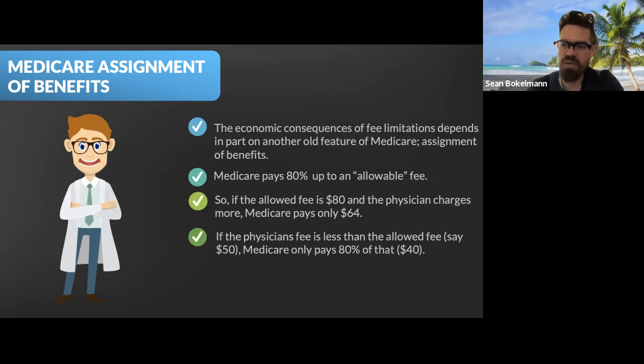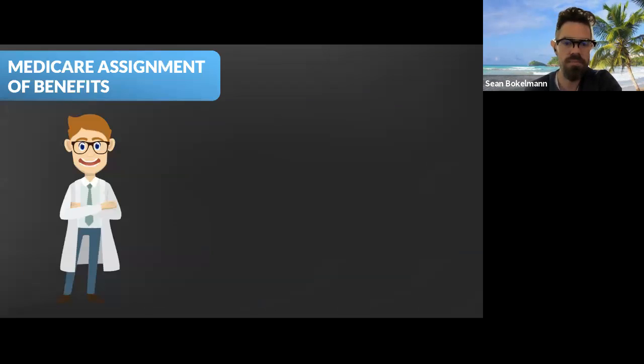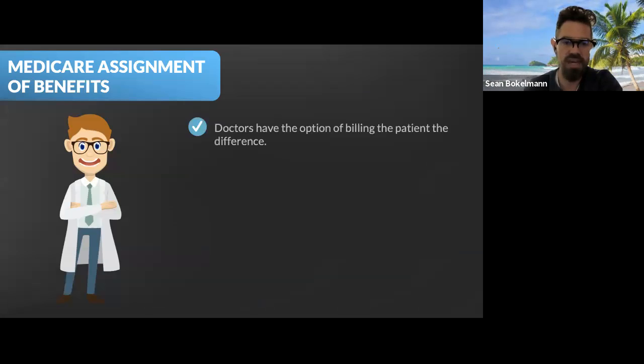But if a physician charges a fee that's less than the allowed fee, say $50, then Medicare would only pay 80% of that, right? $40. So that's how this assignment of benefits worked under the original system. And this is going to have an economic impact on fee limitations, right? The two are going to sort of coincidentally affect behavior.